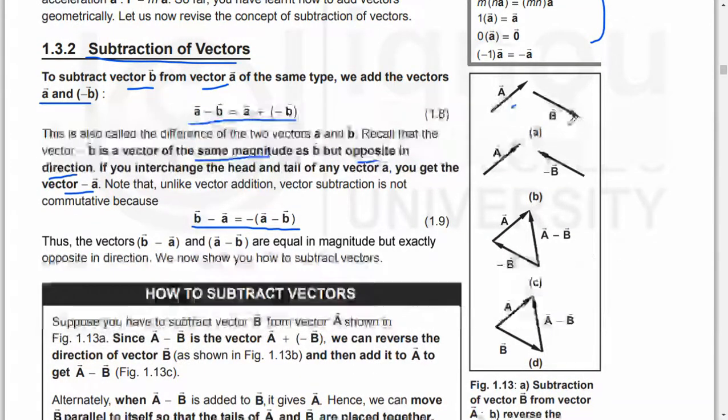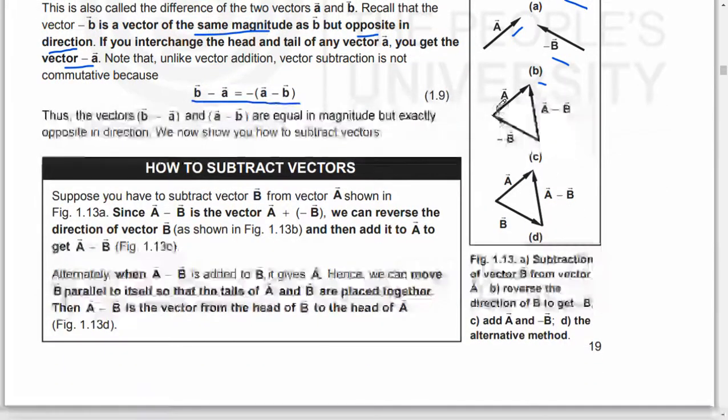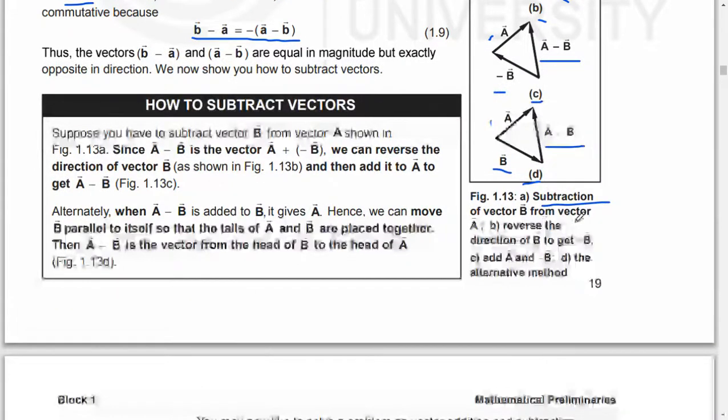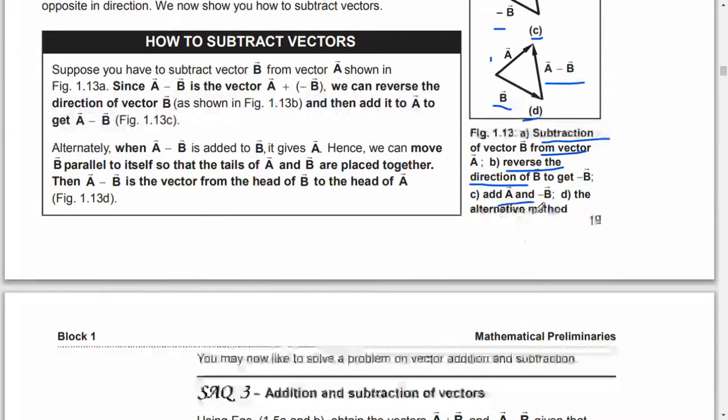Vector a, vector b, vector minus b, a minus b. Subtraction of vector b from vector a: reverse the direction of b to get minus b, then add a and minus b. This is the alternative method.